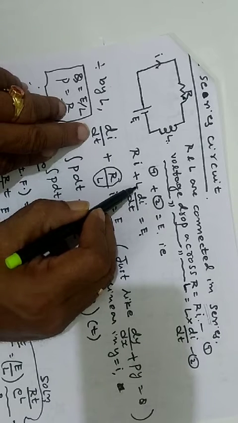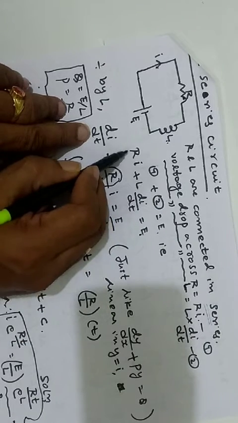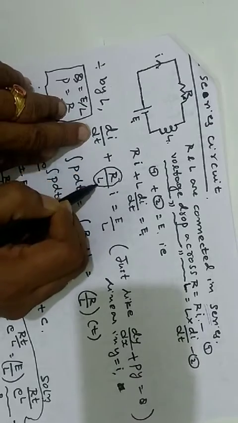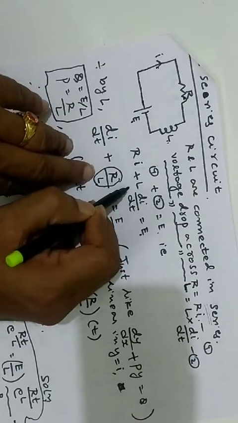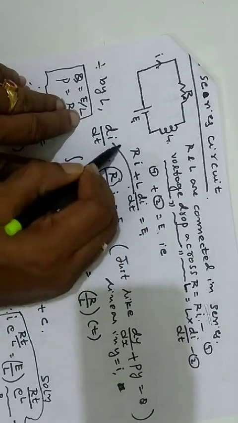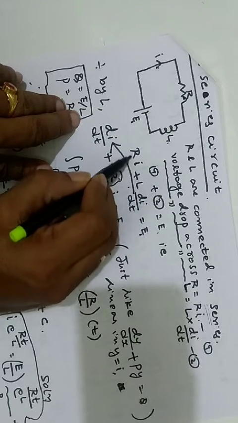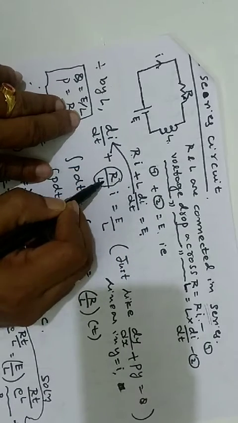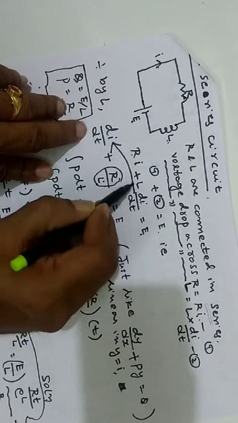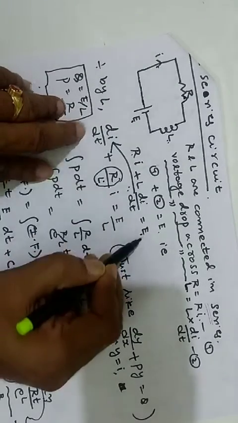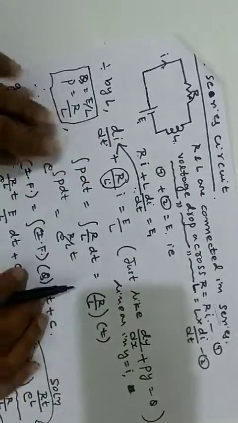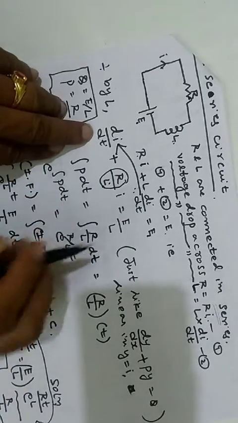First, divide by L. If I divide by L, we get Ri by L. L by L cancels, so that is di by dt. Every term is divided by L. Ri divided by L here, di by dt, and E divided by L on the right side. Now, how to solve this differential equation?